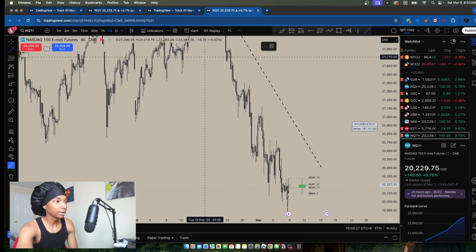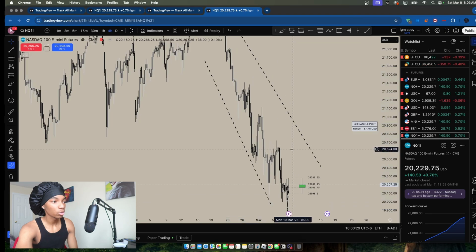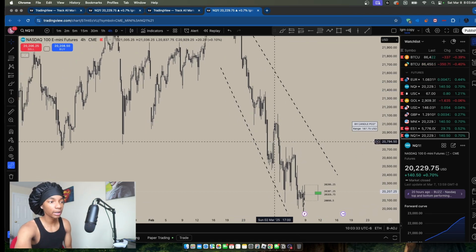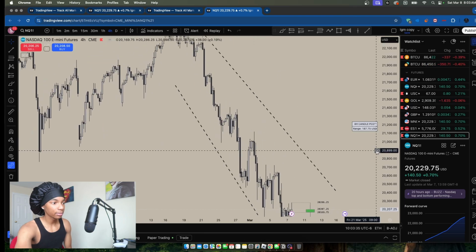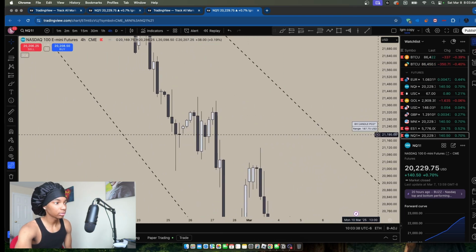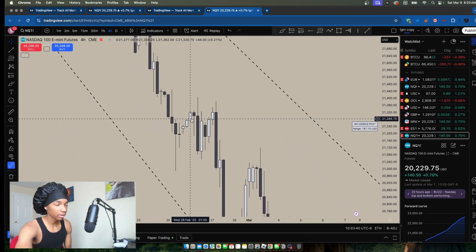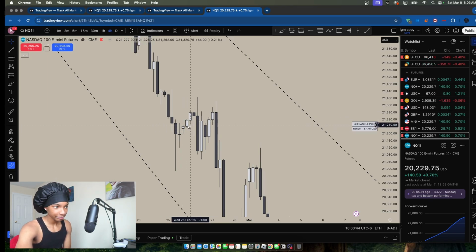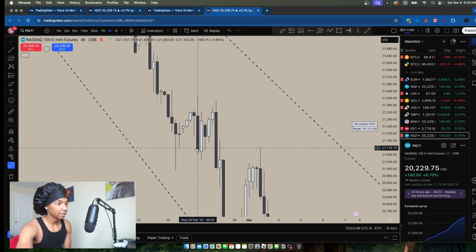Typically when we're in a downtrend, we have more bearish candles than we have green candles. And if we do have a green candle, it's not very big. You feel me? It's not a big green candle. You see these green candles right here, these white candles? They're not as big as these black candles.